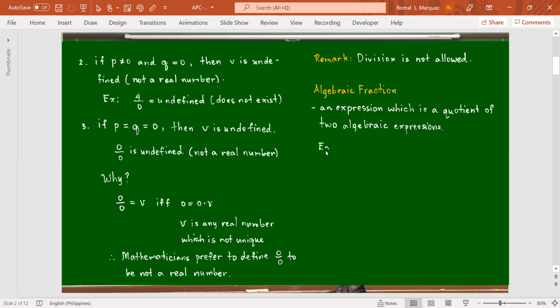For instance, I can have 5 over 3, negative 2x over z cubed w. I can have also x squared plus y squared all over x plus y plus 3. And even containing radical, no? Square root of x plus square root of y over x to the 1/2 plus y to the 2/3. Okay? So these are examples of algebraic fractions.